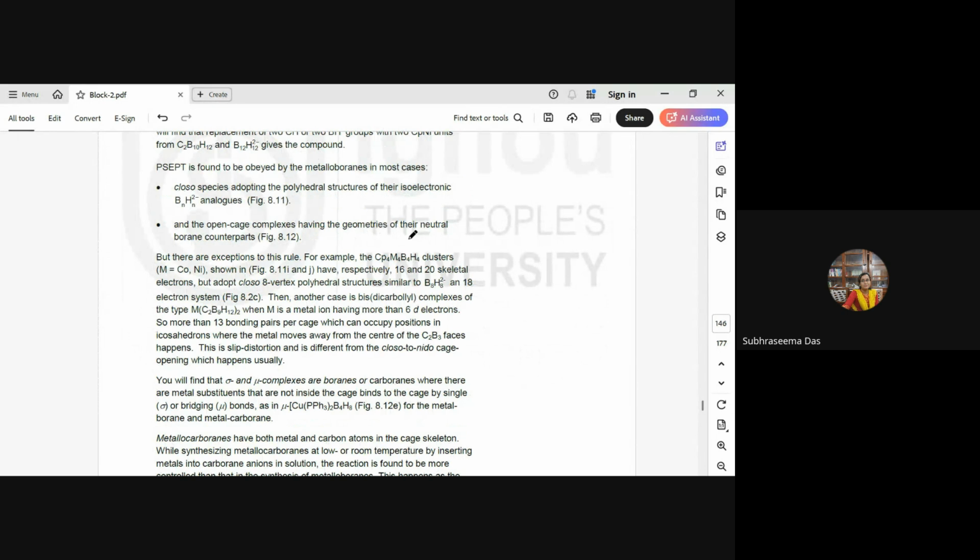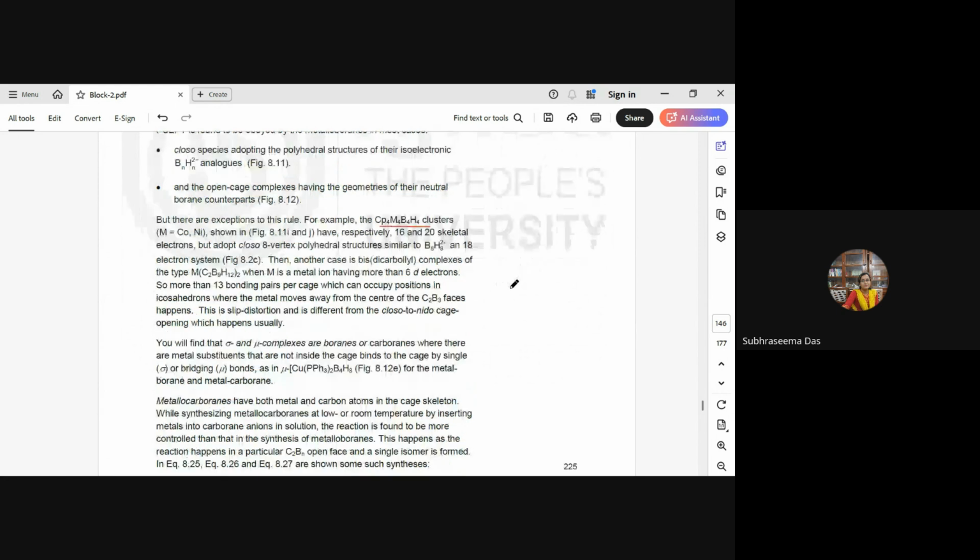But there are also exceptions to these rules. For example, the Cp4M4B4H4 clusters have 16 and 20 skeletal electrons, but they adopt closo 8-vertex polyhedral structures similar to B8H82-, which is an 18 electron system. Another case is the bis-dicarbonyl complex of the type MC2B9H11 2. Here more than 13 bonding pairs per cage have been observed. This slippage distortion is different from closo to nido cage, and this is an exception.